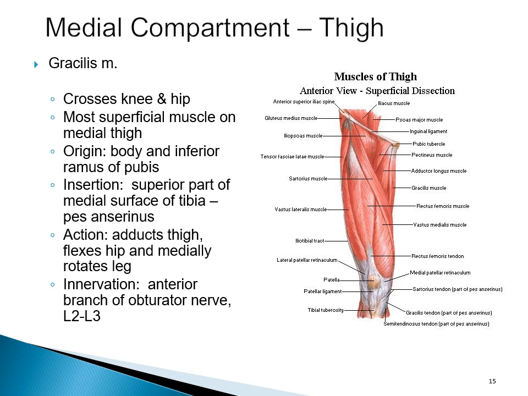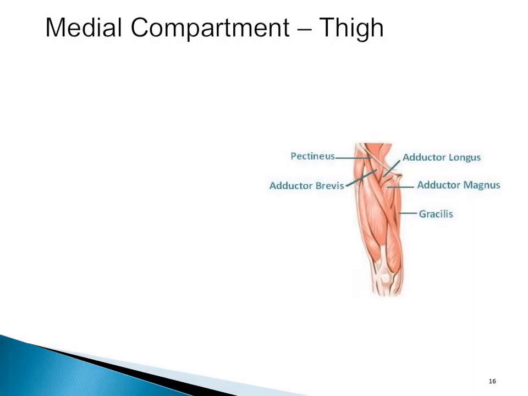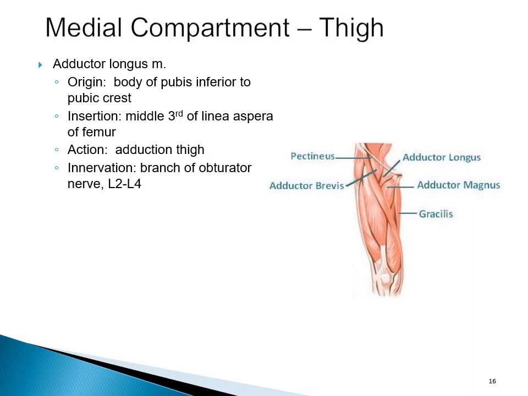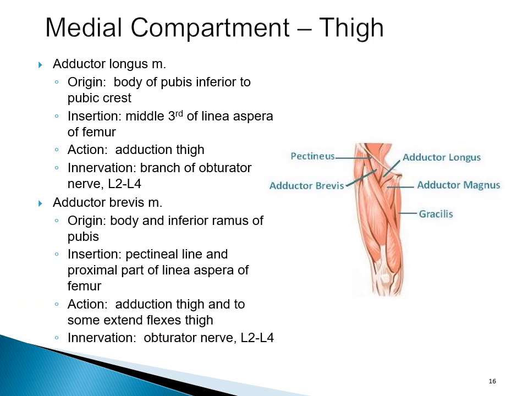The gracilis muscle, its origin is the pubis, insertion, medial surface of the tibia, action, adduct the thigh, flex the hip, and medially rotate the leg. Innervation, obturator nerve, L2 and L3. Adductor longus muscle, its innervation is the obturator nerve, L2 through L4. Adductor brevis muscle, its innervation, obturator nerve, L2 through L4.